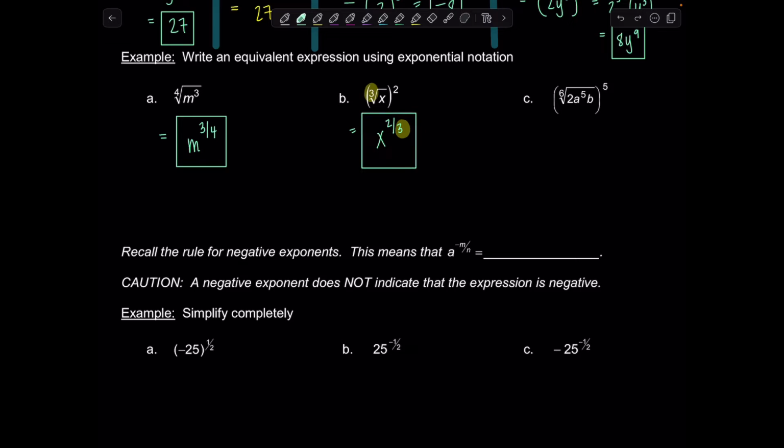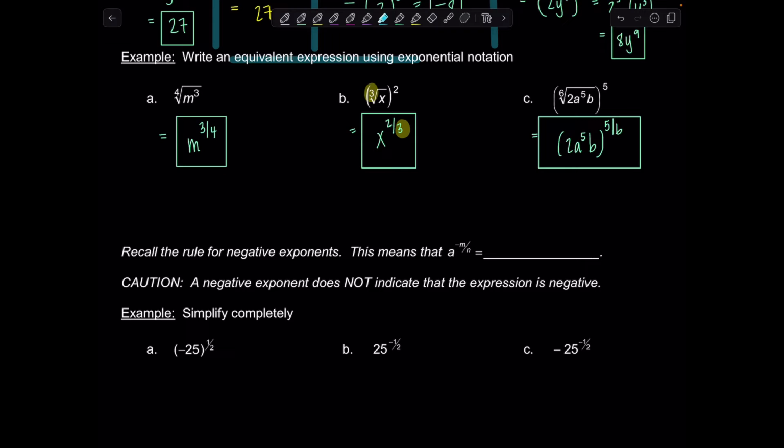Next one, 6th root of 2a to the 5th b, all raised to the 5th. You just take the radicand, and then the exponent's going to be 5/6. And I'm not cleaning up anymore. All they said was just write an equivalent expression. So that's all I'm doing, okay?